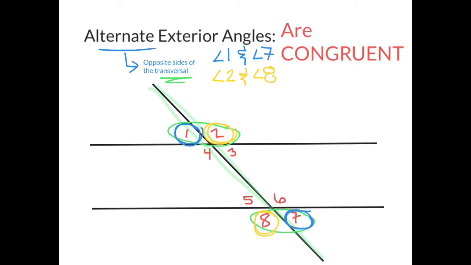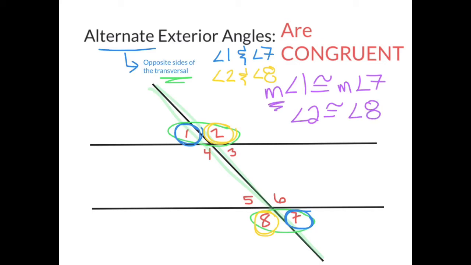Well, if you guess that alternate exterior angles are congruent, you would be correct. So now, not only have we identified what the alternate exterior angle pairs are, but we can also say that angle 1, so the measure of angle 1, is congruent to the measure of angle 7. So those things would actually have the exact same value. So angle 2 is congruent to angle 8. Their measures are going to be equal. The angles are congruent.